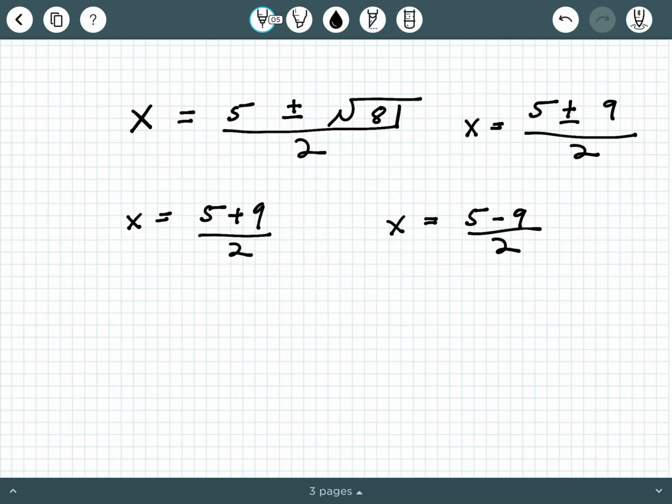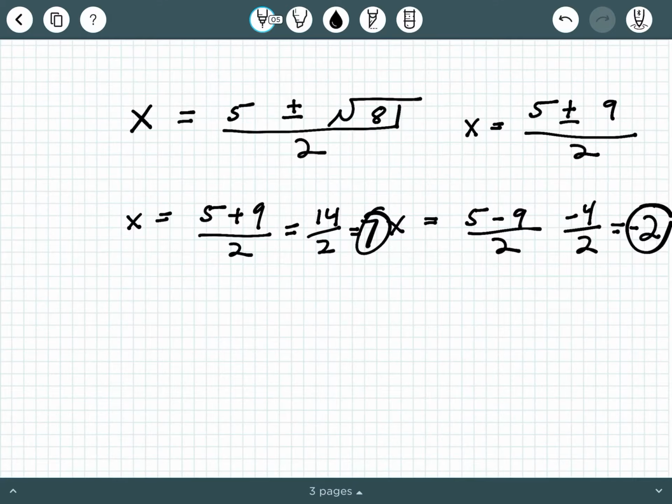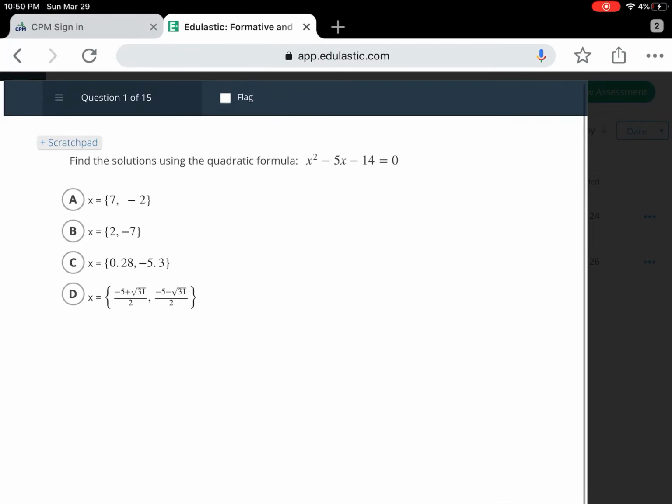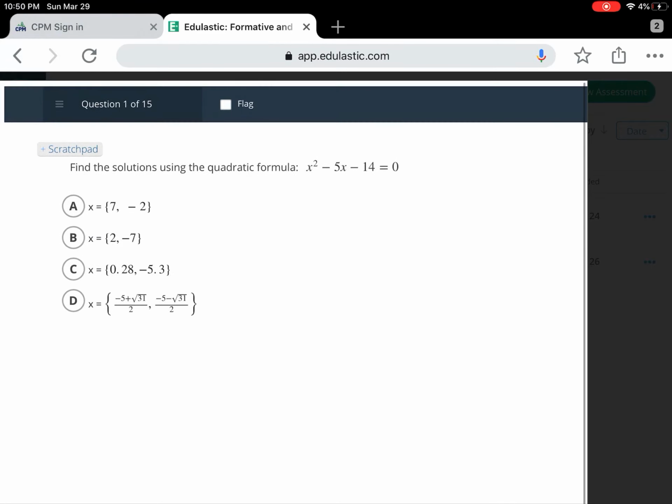If we solve those out, we get 14 over 2, or 7. And then here we get negative 4 over 2, or negative 2. So that tells us our answers for x, or our solutions, are 7 and negative 2. If you go back and look at that assessment, that was that first choice. X was equal to 7 and negative 2.